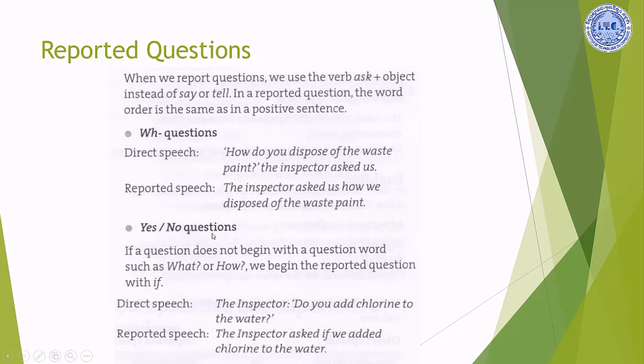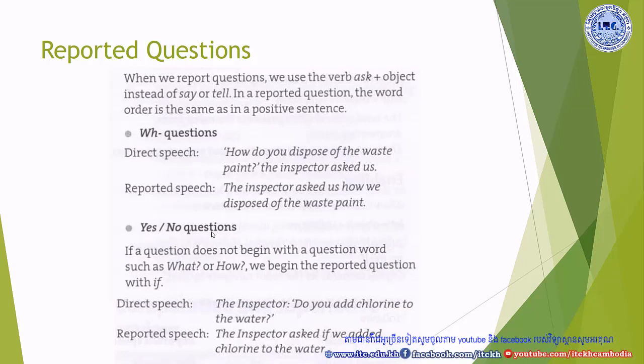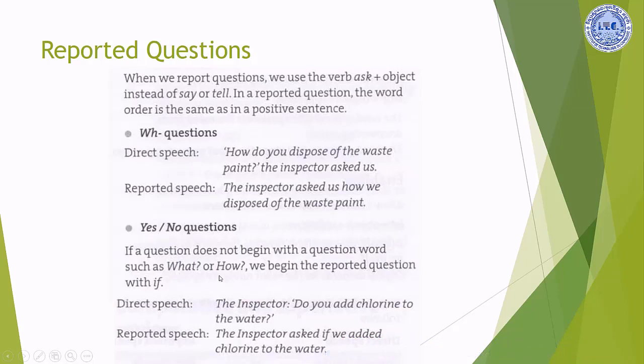And now let's move on to yes and no questions, which means short answer questions. The word that starts the question, regardless of WH questions, for example am, is, do, does, have, or has, or something like that. So if a question does not begin with a question word such as what or how, we begin the reported question with if. Okay, so here you need to use the word if. So direct speech: the inspector, do you add chlorine to the water? So reported speech: the inspector asks if. So after the word ask, you need to use the word if here.